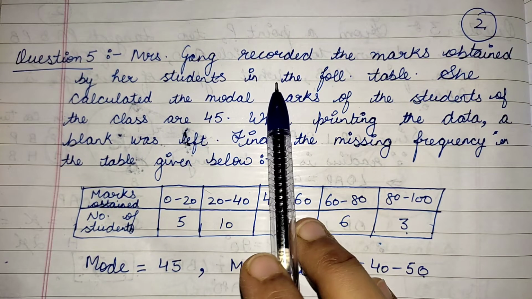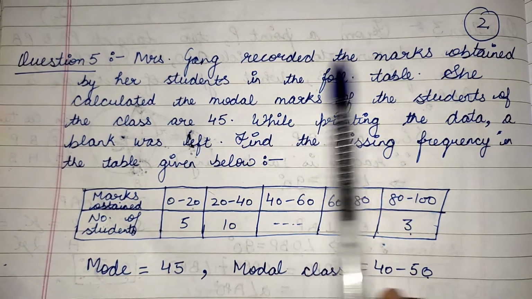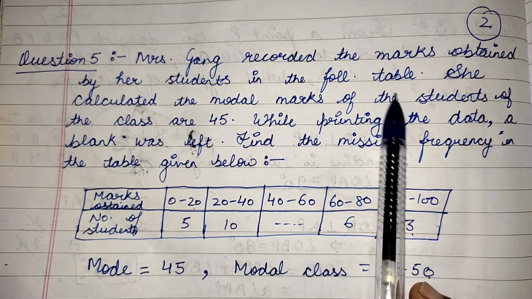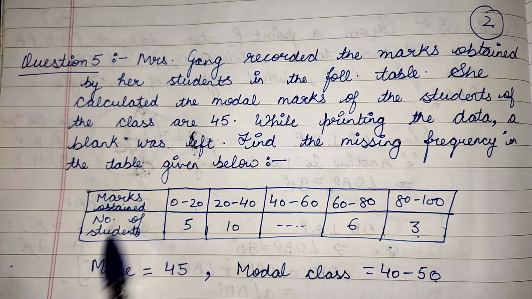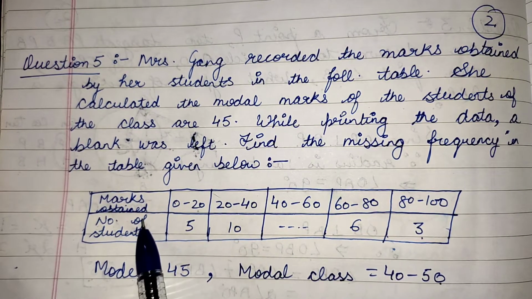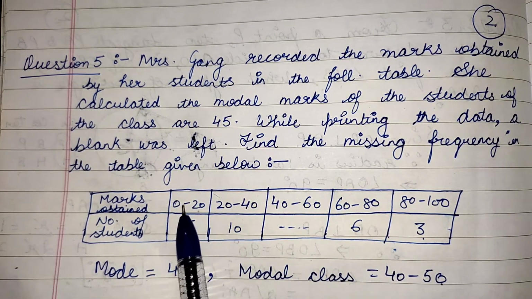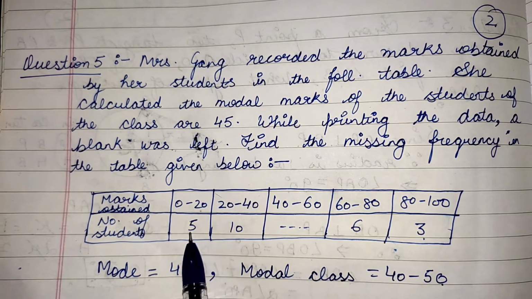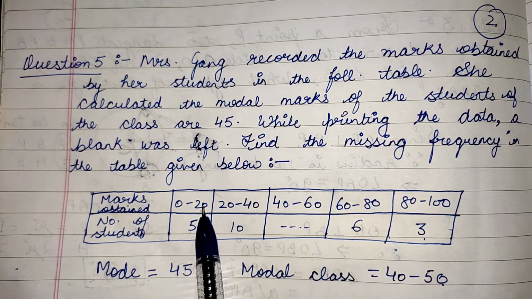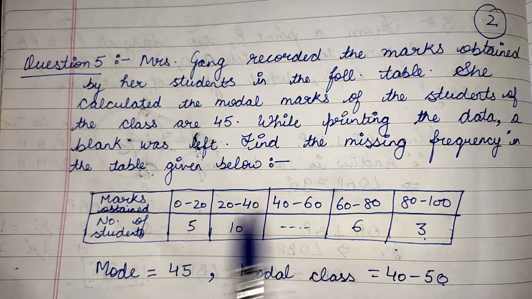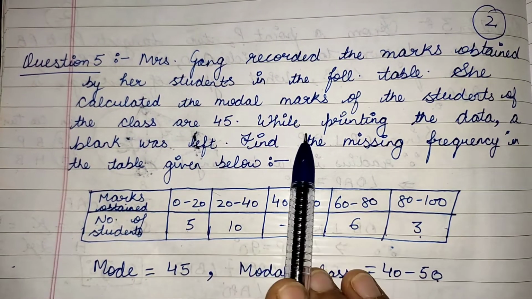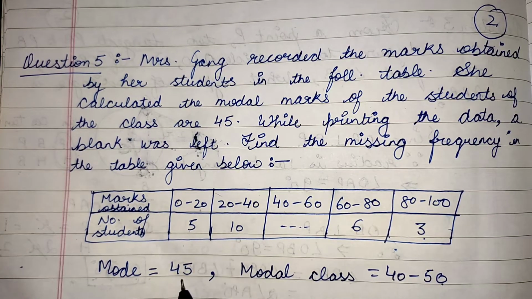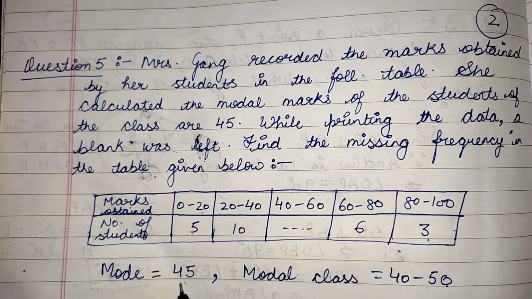Moving to question number 5, which says that Mrs. Gang recorded the marks obtained by her students in the following table. So this is a table and these are the marks obtained by the number of students. Between 0 to 20, 5 students have obtained marks between 0 and 20. Then she calculated the modal marks of the students, which are 45. So mode is given to us, equal to 45.